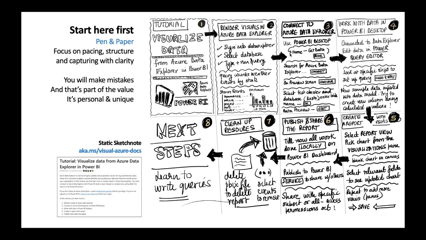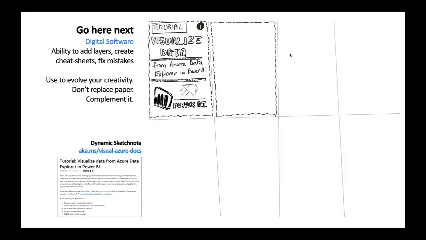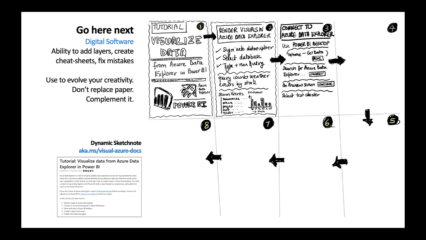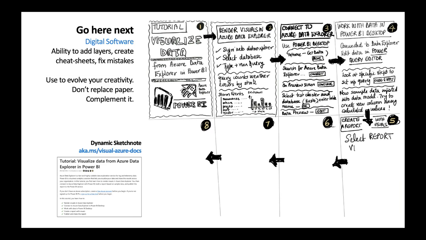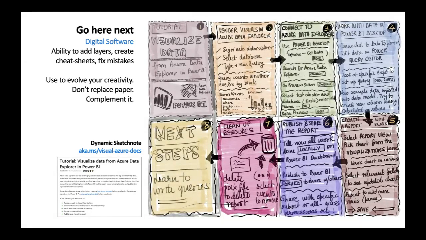But once you've graduated beyond this, you can go to digital software and try out one of the various tools that are there. This is a dynamic sketch note. In other words, I use Procreate on an iPad and then I just replay it. It's the same thing that you could see, but by putting an animation around it, I show you the process, and I also give it another bit of visual interest.